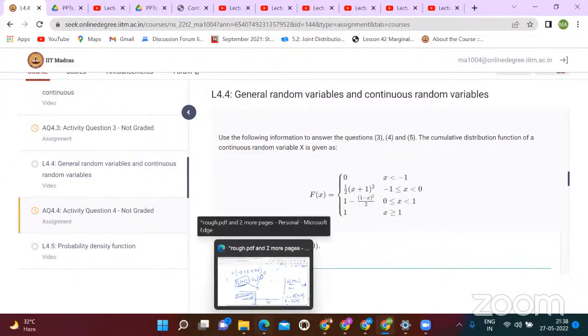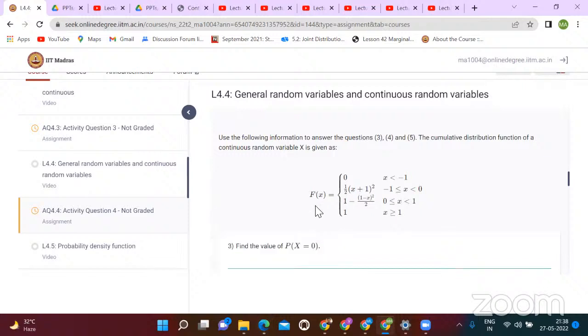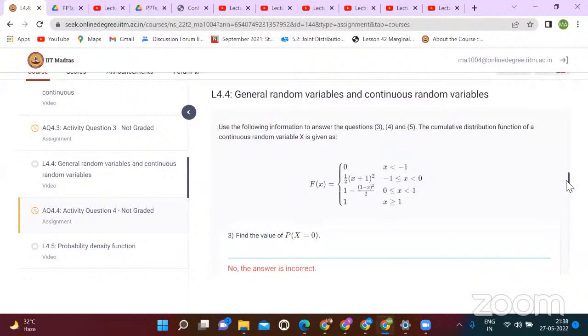Sir, how will we solve this? If x lies between -1 and 0, and then x less than 1 also, we need to add both, right? Half (x plus 1) whole square, then plus 1 minus x square. For what do you have to add? For what you have P of x is equal to 0.